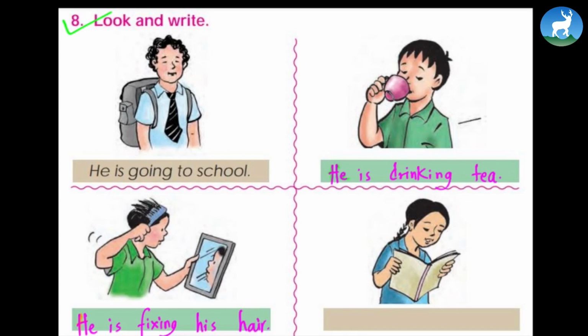The last picture, you see a studious girl trying to read something. Maybe it's a book or a magazine. We don't know for sure, so we say she is reading a book. Alright, like this you can say what these people are doing.